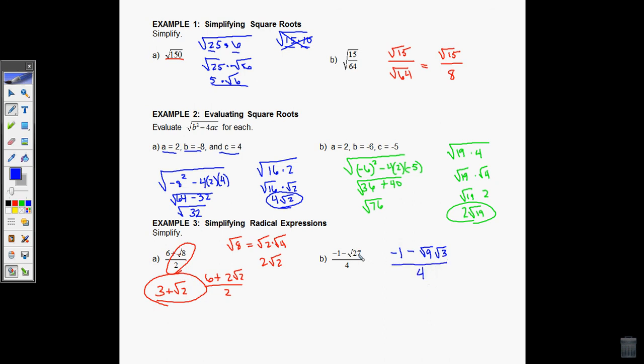So 27 has been changed into 9 times 3. I know the square root of 9, so I'm going to change this again. Negative 1 minus the square root of 9, which is a 3, times the square root of 3, over 4. Can I change it any more than that? No. I could write it separately, negative a fourth minus 3/4 times the square root of 3, but I don't need to. This is as simplified as it's going to get.